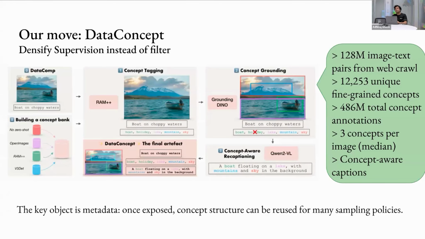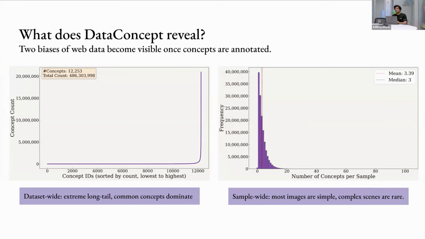And these are some statistics about it. It's 128 million samples, 12,000 unique concepts that we filter out from the 20,000 concepts in the concept bank, because not all of them were able to be successfully detected in the images. Across the 128 million samples, we have about 500 million annotations, with a median of 3 concepts per image, and we have high quality concept aware captions. So the objective here is metadata. We have this metadata per sample, and we can use that for curation, and it can be reused in many different ways.